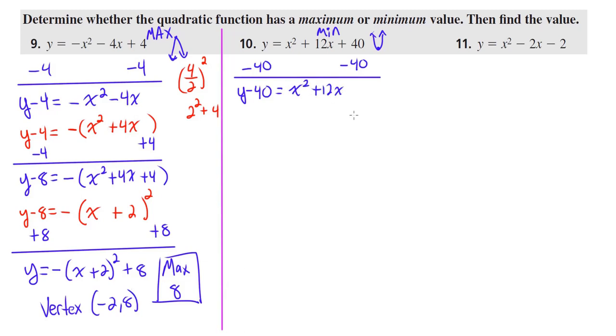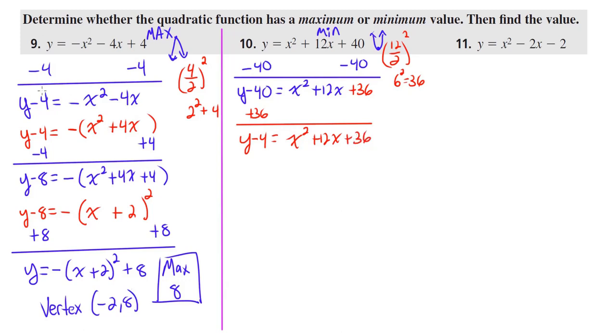And now we can go ahead and add our c value. So 12 divided by 2 is 6, and 6 squared is 36. So we're going to add 36 to both sides of this equation. On the left, we end up with y minus 4 equals, and then x squared plus 12x plus 36. And now we can factor.